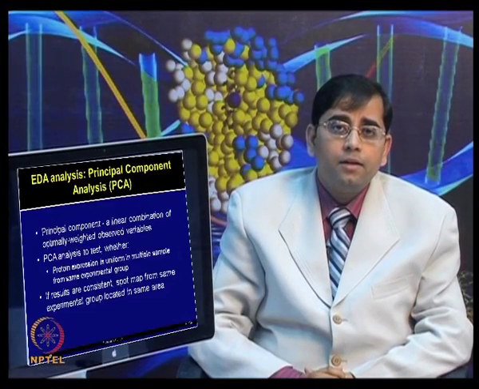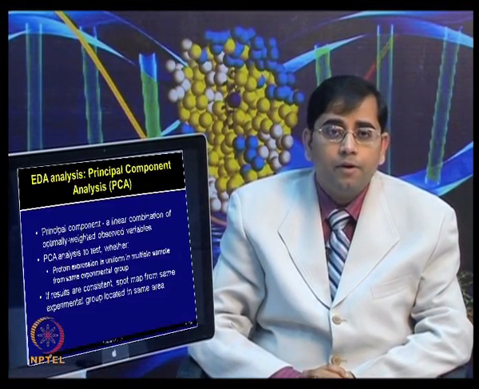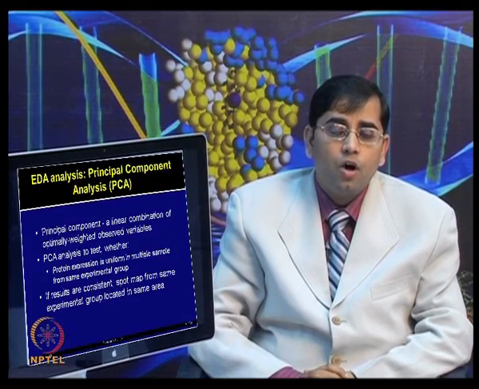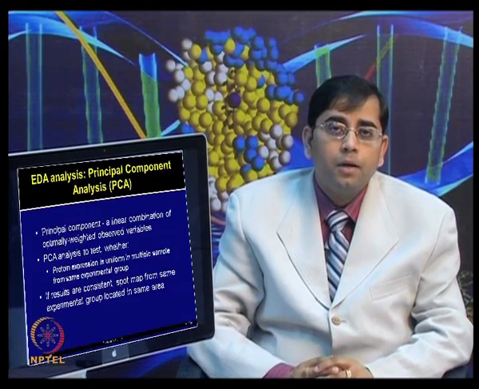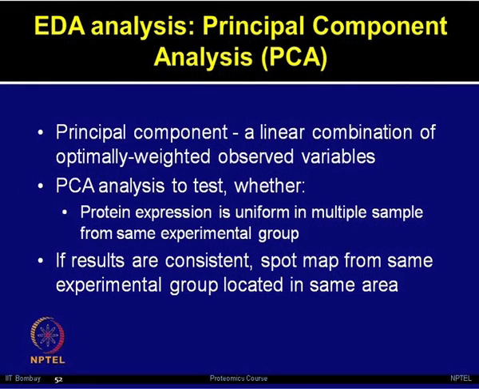So, after doing the BV analysis, further statistical analysis of different classes can be performed by using EDA, or extended data analysis. Now, EDA has different types of tools in this software. One of the most commonly used is principal component analysis or PCA. The principal component is a linear combination of the optimally weighted observed variables.